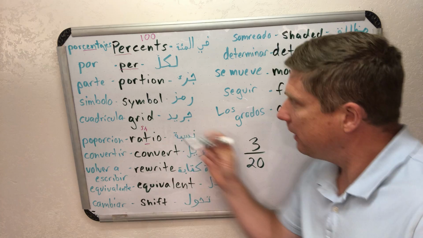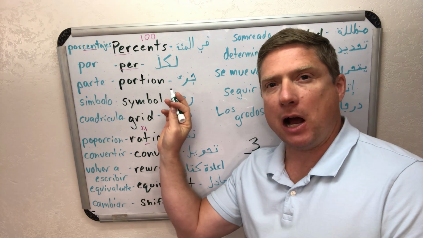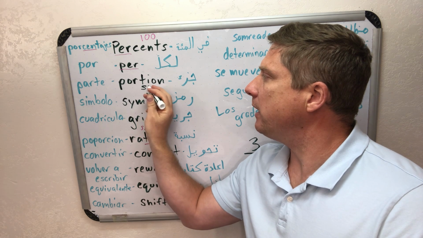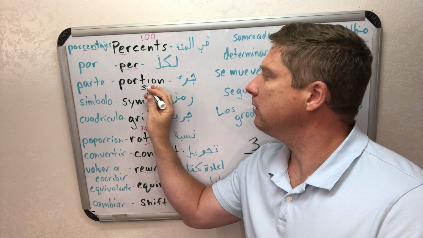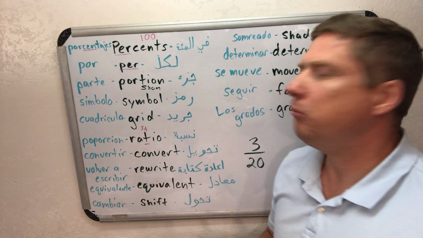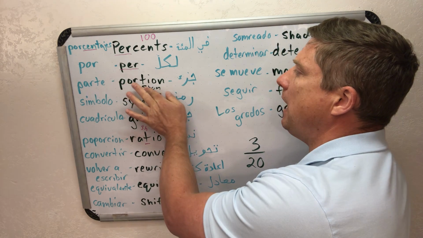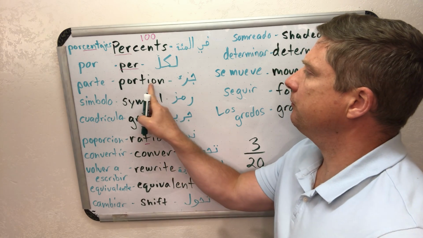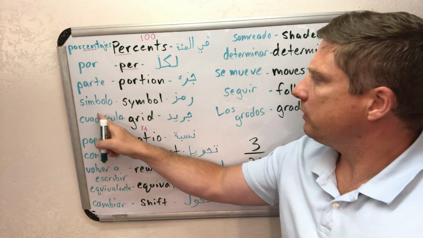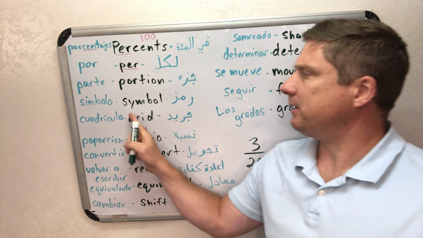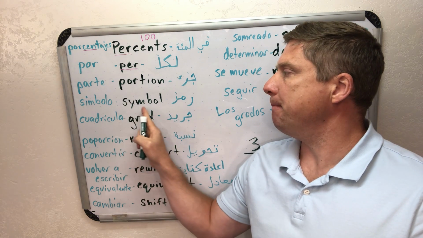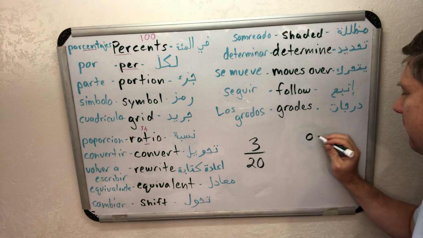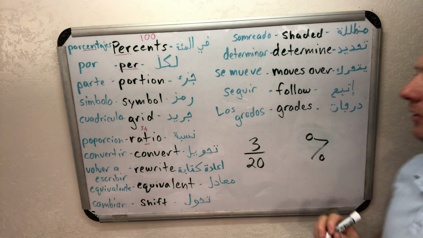Yep, there's that T-I-O-N sound, which always makes a shun when we say it in English. S-H-U-N, shun, portion. جزء من الكامل. جزء من الكل. Symbolo or رمز is symbol. A percent symbol looks just like this. That's the percent symbol.